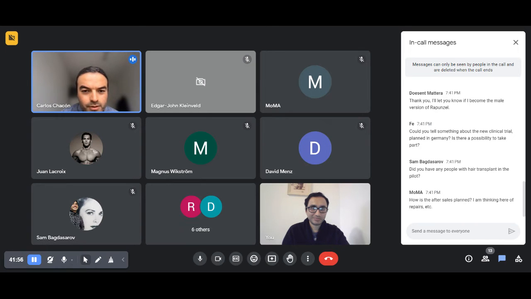There were more questions. Let me see, because it moves now. So this is Fe. Could you tell something about the new clinical trial planned in Germany? Is there a possibility to take part?